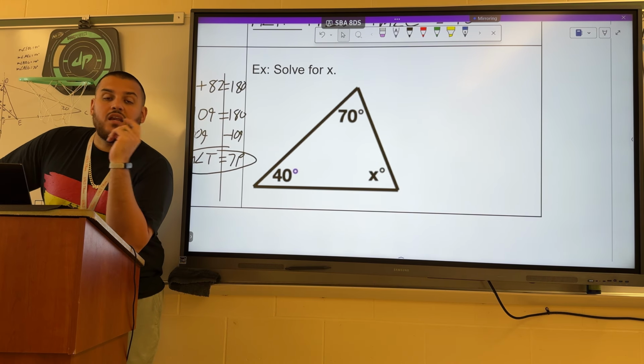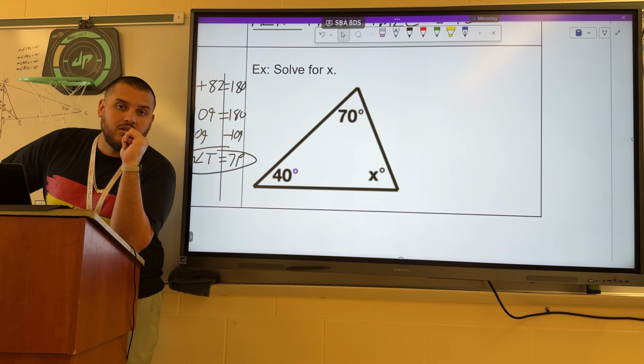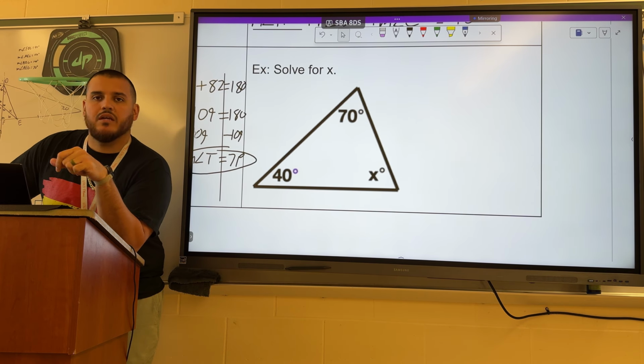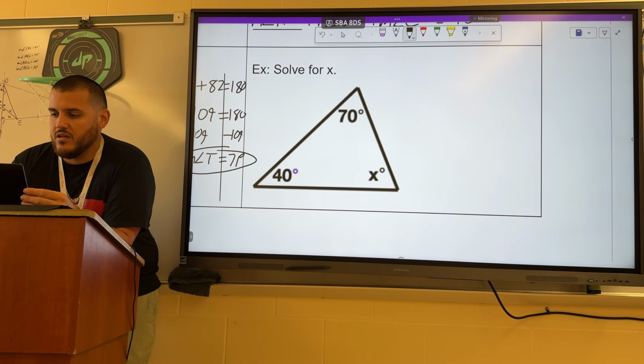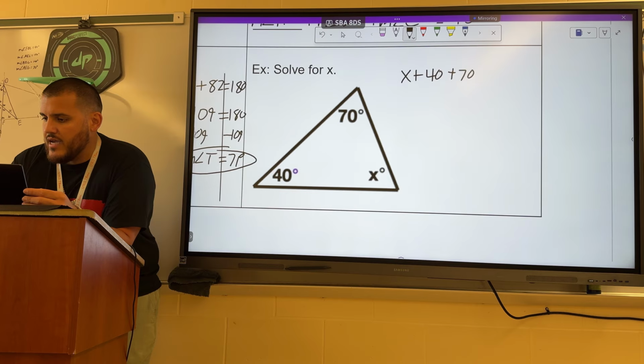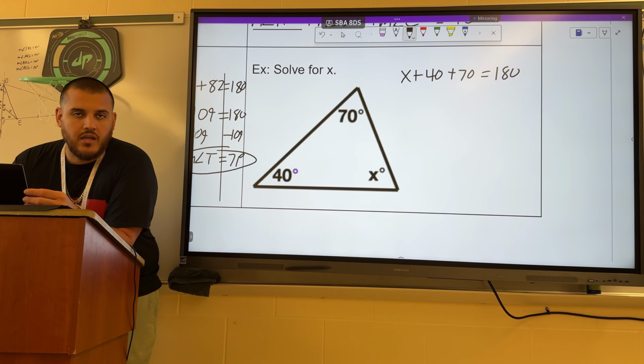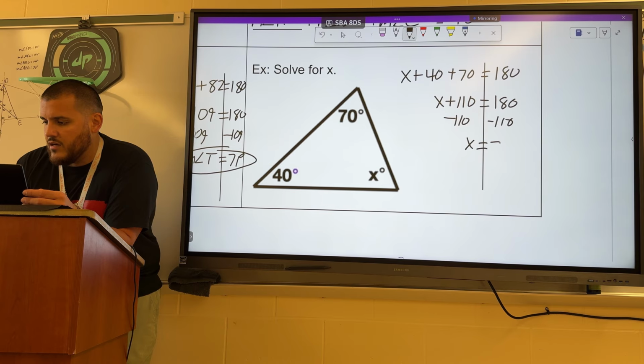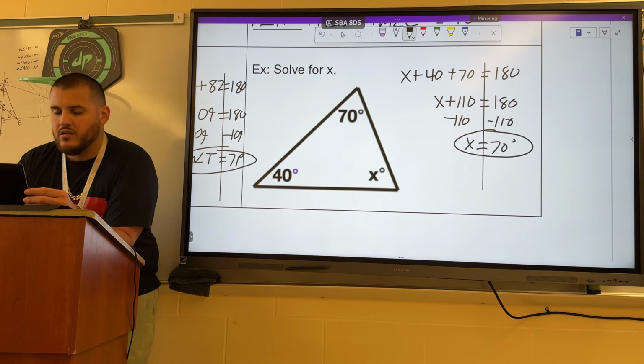All right, let's see if you got it here. We have one missing angle in a triangle. Our triangle sum theorem is what we're applying, which is knowing that all three angles have to add up to 180 degrees. So that means x plus 40 plus 70 has to equal 180 degrees. If we combine the 40 and the 70, we will get 110, which we can then subtract from both sides of the equal sign to find the value of x here, which is just 70 degrees.